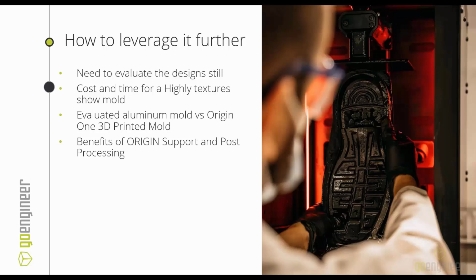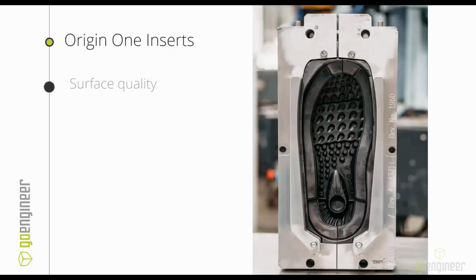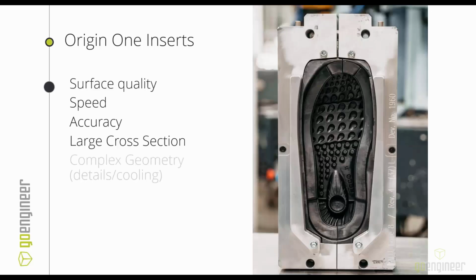And again, one of the main things they're looking for is to be indistinguishable from aluminum-made molds. That way it's competing with that level of technology. So improved surface quality, speed, accuracy, and can do large cross sections, all on the one machine. And when it comes to evaluating this, these are all very important things, because you can do complex geometry and open resin systems.